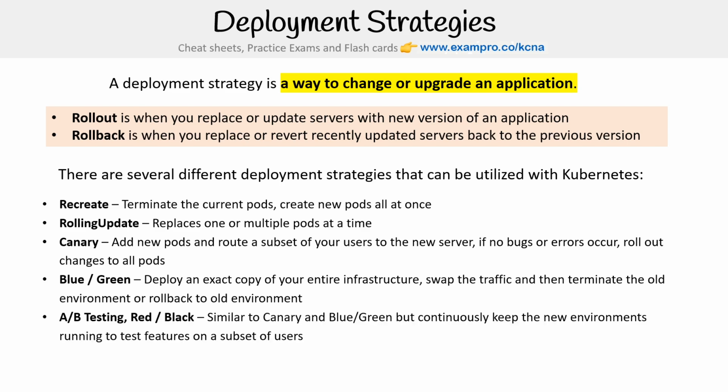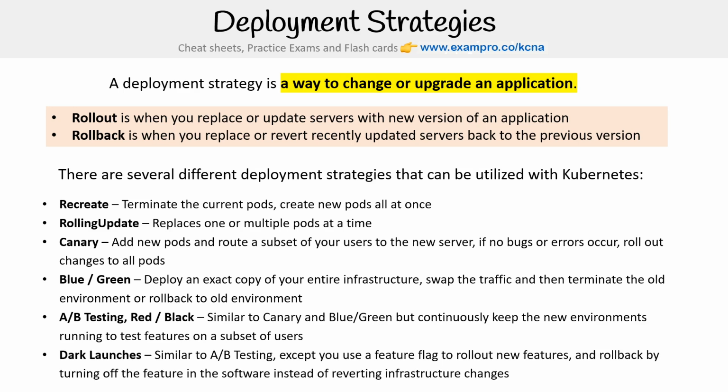You have A/B testing or red and black deployments. Red and black won't come up, but A/B might. It's very similar to Canary. So the idea here is that you aren't necessarily tearing down that alternate traffic. You're leaving it up for a subset of users to test features. And so it's just the difference between temporarily or permanently.